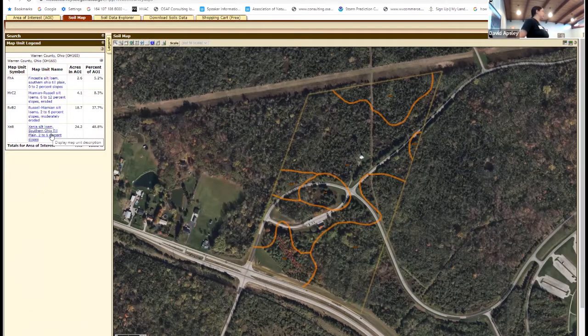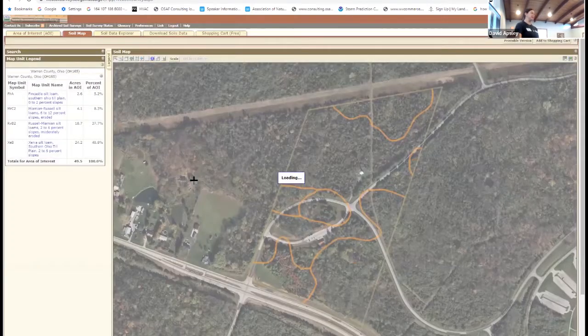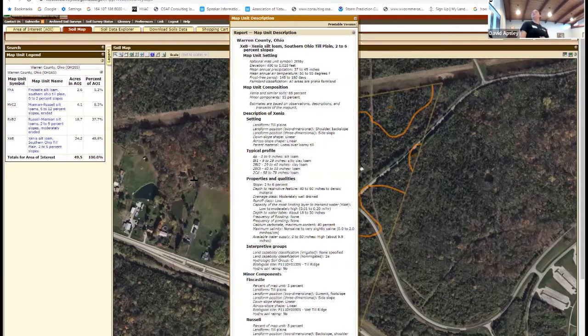Maybe we're planning a tree planting, and we want to put it in that area. We want to see what our soils data is like so we can figure out what trees to plant. I can click on this and it will give me general information about Xenia silt loam. So it gives us this nice table. We're going to zoom in again.